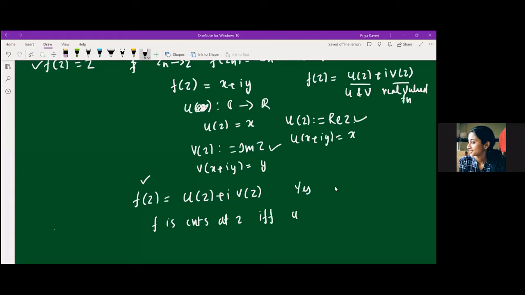continuous at z. Okay, so I will leave this as an exercise. Write the theorem precisely and try to prove this. This will follow easily from the definition of continuous functions.